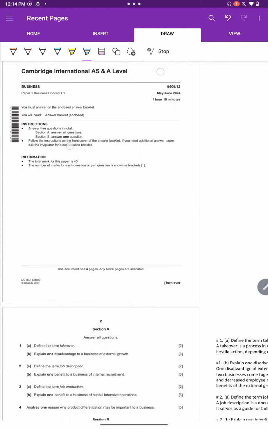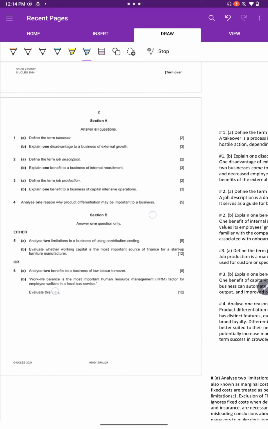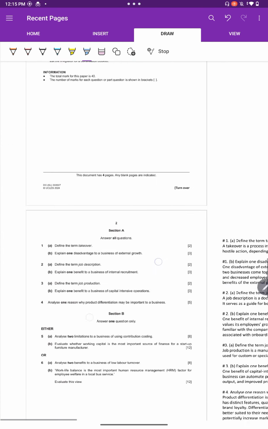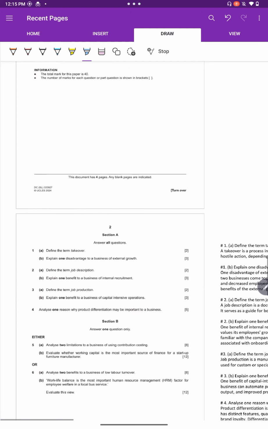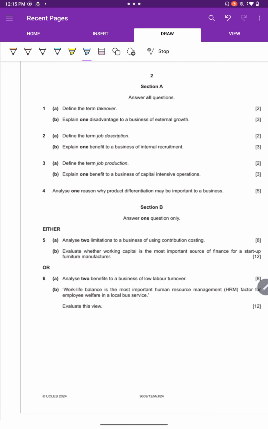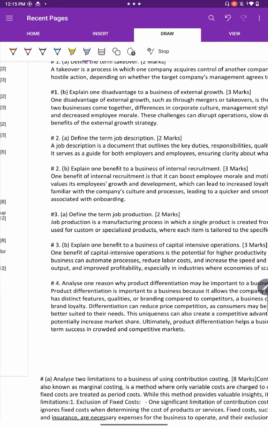Now let's see the next paper, and this paper is Paper 1 Variant 2. So we are going to discuss Section A first. So this is my Section A.